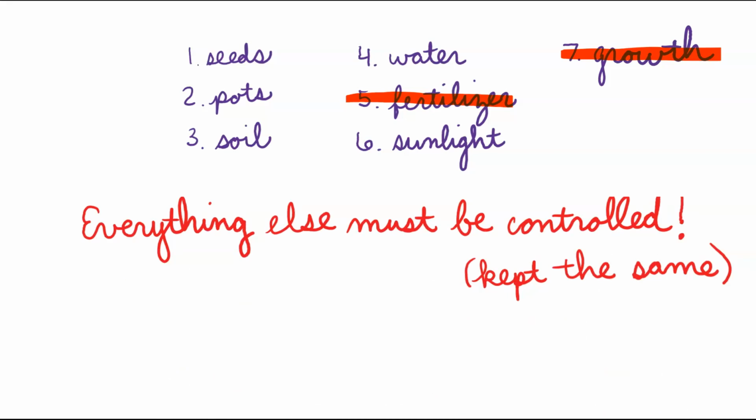We have to use the same kinds of seeds, the same size pots, the same type of soil and the same amount of soil. We have to water the plants with the same amount of water. And we have to give all of the plants the same amount of sunlight. Those are all going to have to be our controlled variables.